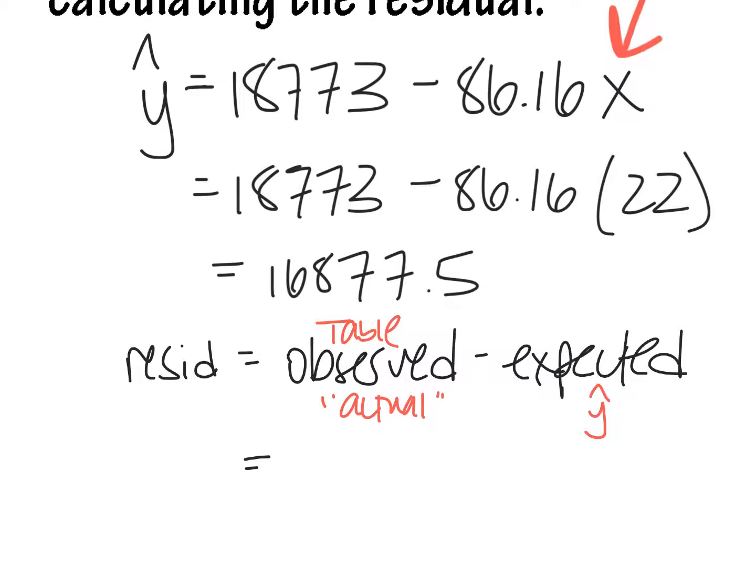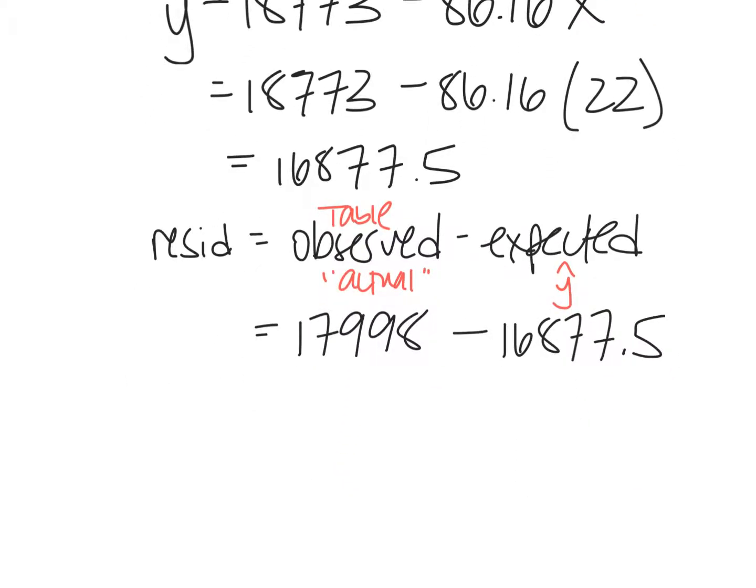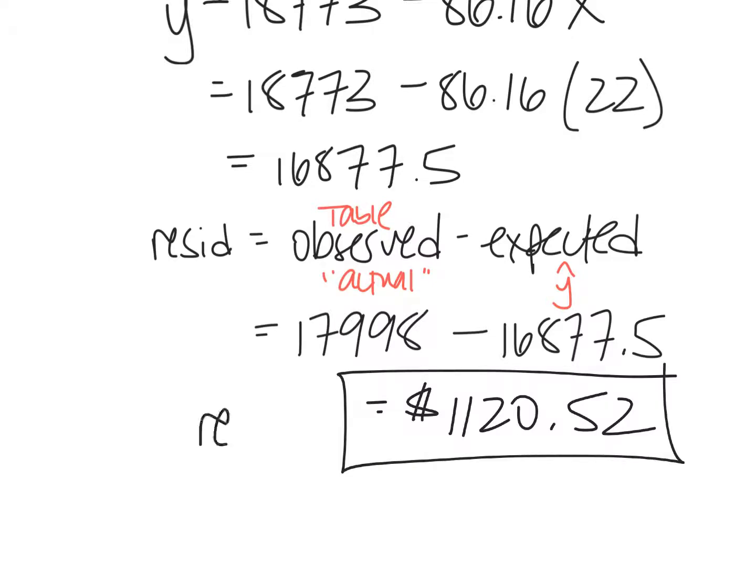My observed value from the table up at the top is 17,998. The expected value is the one we just calculated, that was our predicted number, 16,877.5. And what that gives us is a residual of 1120.52. This is the residual. So it's really important that you understand how to calculate that number.